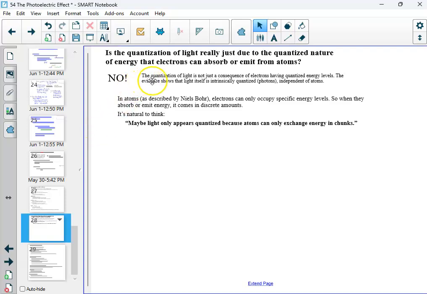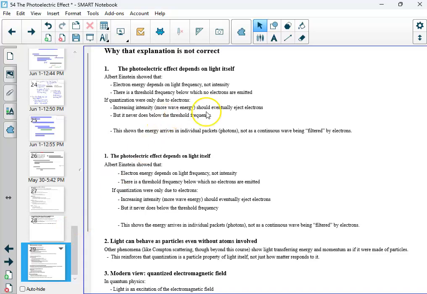The quantization of light is not a consequence of the electrons having quantized energy levels. Evidence shows light itself is intrinsically quantized. Obviously in the photoelectric effect, there was information that showed it's quantized, right? So don't think of this like maybe light only appears to be quantized because it can only exchange energy in chunks. It's not the case. The photoelectric effect we've talked about.